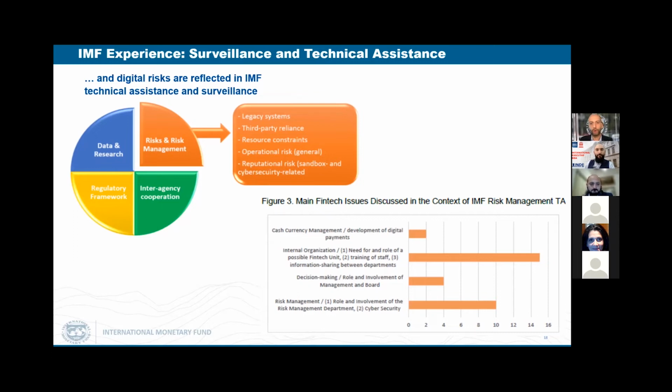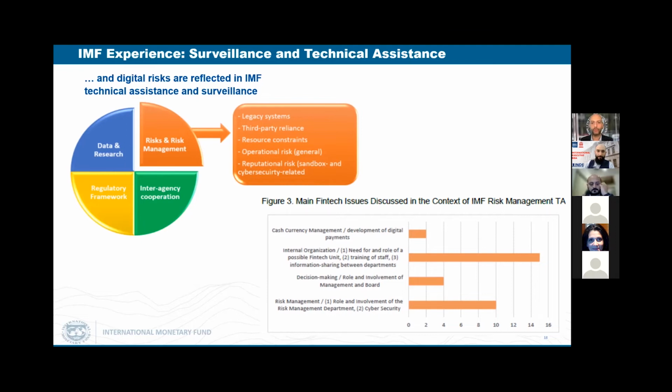Most of you probably know the Y2K issue, right? That was a key issue around before the year 2000 on whether computer systems, including from central banks and supervisors, would be able to deal with the turn from 1999 into 2000. That's just an example, but those technology risks have always been flagged, and they relate, as you can see here, to data and research, the regulatory framework, interagency cooperation, central banks with ministries, with financial supervisors, with other agencies, and clearly with risk and risk management.